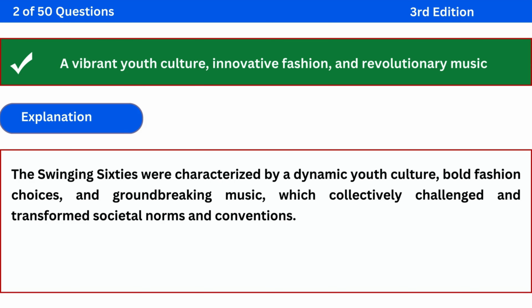The correct answer is a vibrant youth culture, innovative fashion, and revolutionary music. Explanation: the swinging 60s were characterized by a dynamic youth culture, bold fashion choices, and groundbreaking music, which collectively challenged and transformed societal norms and conventions.